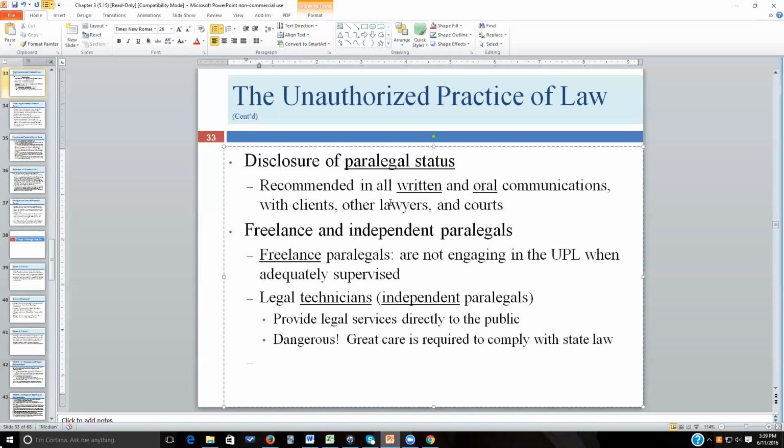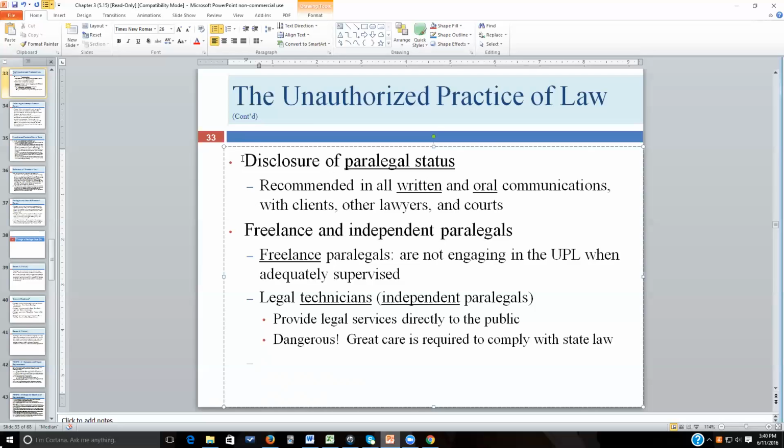Now, of course, if you've talked with somebody more than once, especially commonly, and they know who you are, you don't have to keep reintroducing yourself. That would be silly. But if you think there's any chance that they don't know who you are, that they've confused you for an attorney, it's a good idea to remind them who you are.